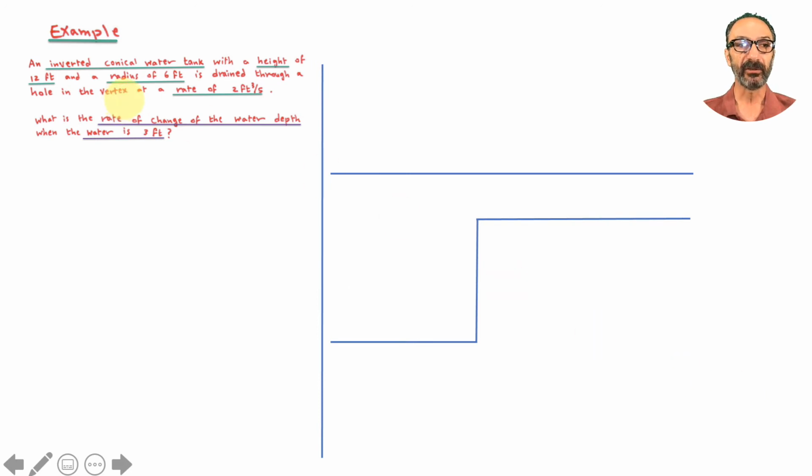An inverted conical water tank with a height of 12 feet and a radius of 6 feet is drained through a hole in the vertex of the cone at a rate of 2 feet cubed per second. What is the rate of change of the water depth when the water is 3 feet?